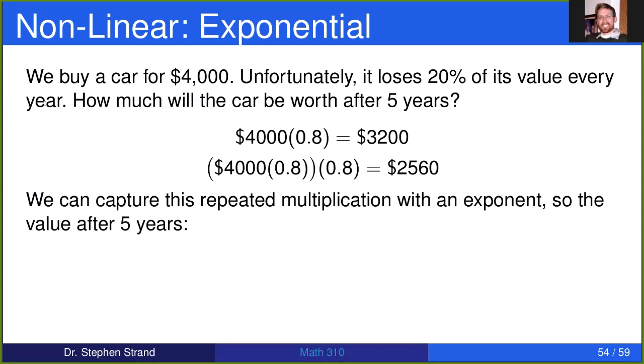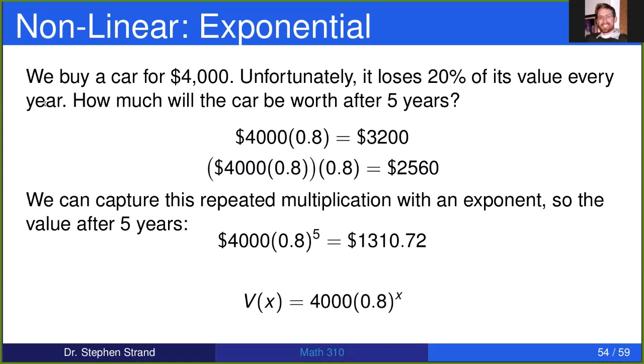And so if we want to capture what the value will be after 5 years, we can take 4,000, the original value, and then each year we're going to multiply by 80% or 0.8. And we're going to do that 5 times. So we're going to take 4,000 times 0.8 to the 5th. And that gives us the value of $1,310.72 after 5 years.